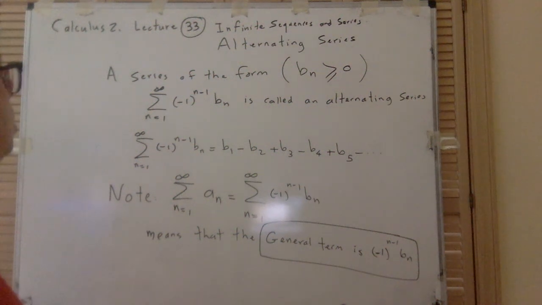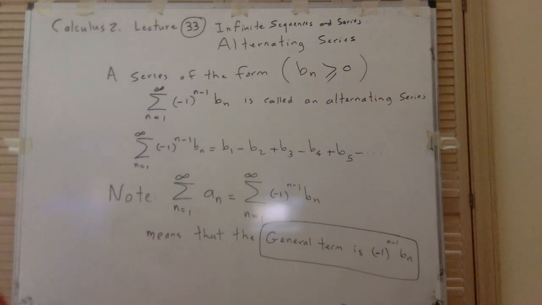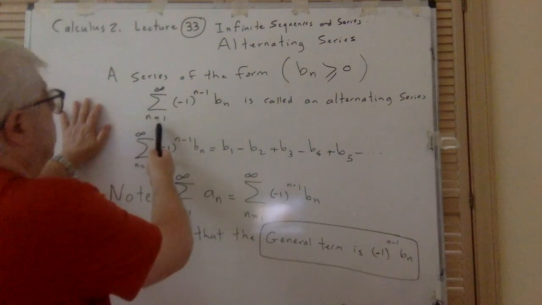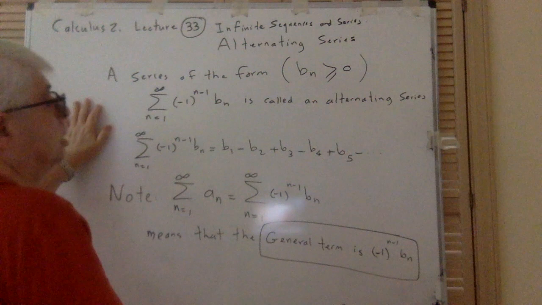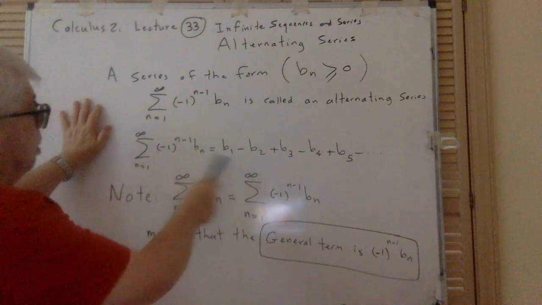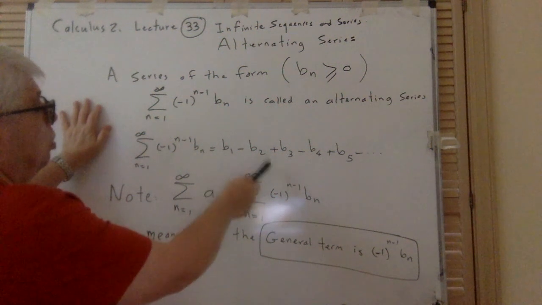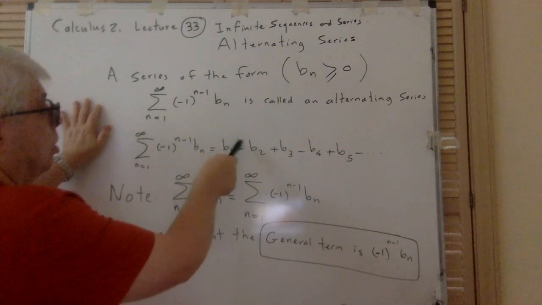Calc 2, lecture 33, infinite sequences and series, and we are in the section on alternating series. Now, a series of this form, the sum from n equals 1 to infinity of (-1)^(n-1) bn, is called an alternating series. Why? If I expand it, I have b1 minus b2 plus b3 minus b4 and so on, and you can see that the sign alternates.